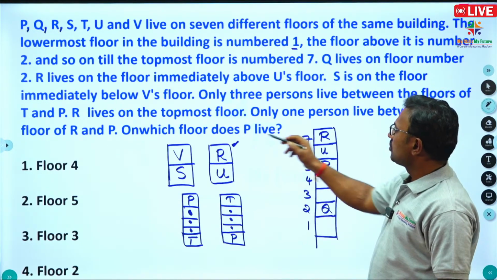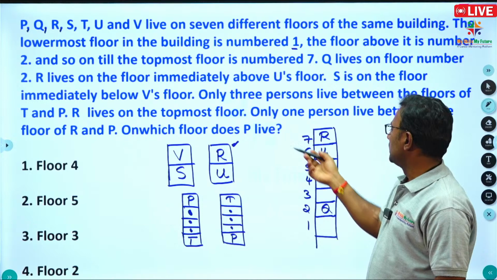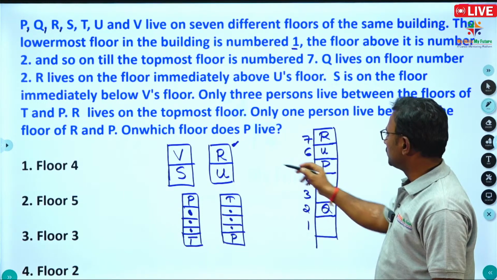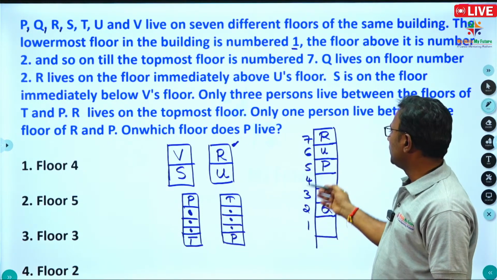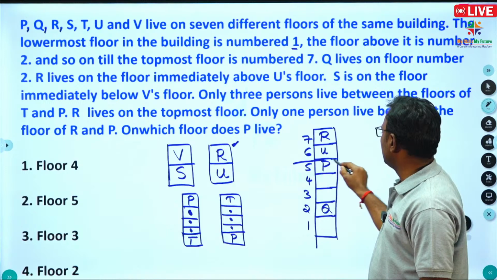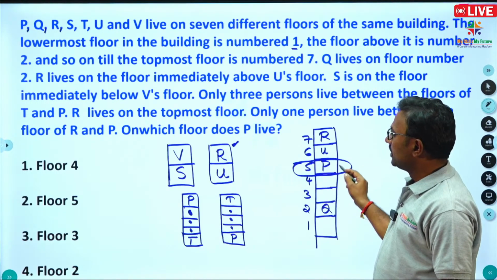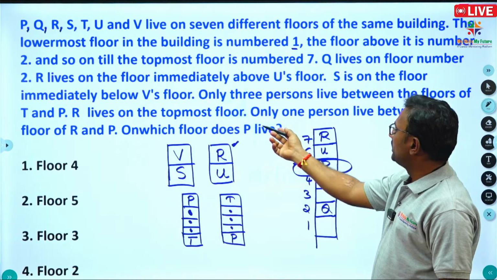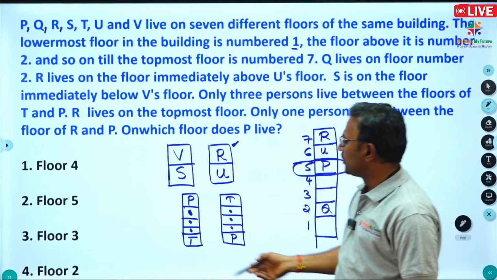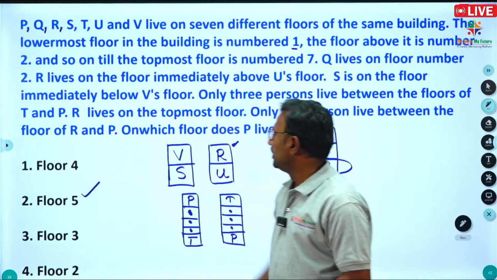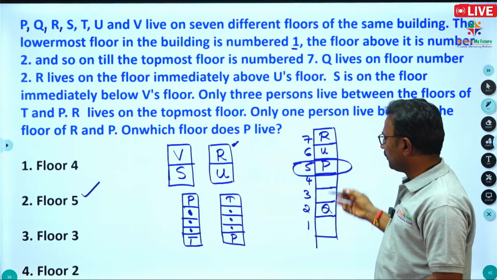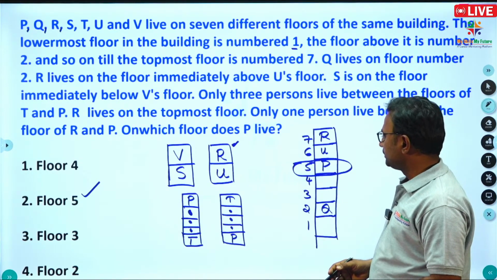Okay, right. So on which floor does P live? They gave it directly, no need to substitute these values, we can directly find the answer for the question. So this is the 5th floor. On which floor does P live means P lives on the 5th floor. Option 2 is correct. So we'll try to fill the remaining floors.